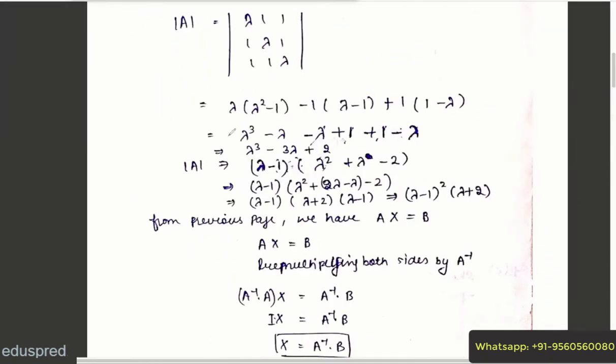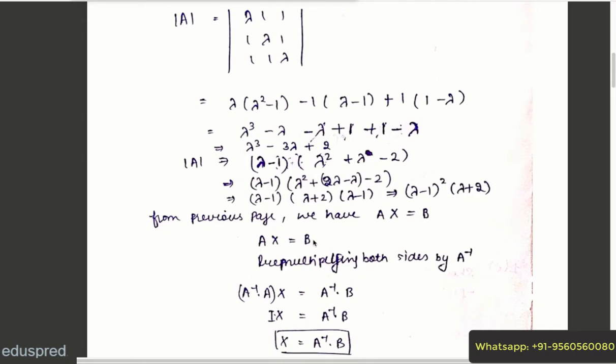Let's first find the determinant of A, that is lambda 1 1, 1 lambda 1, 1 1 lambda. Opening along the first row, I get lambda multiplied by lambda square minus 1, minus 1 multiplied by lambda minus 1, plus 1 multiplied by 1 minus lambda. Simplifying this, you will get that determinant of A is equal to lambda cube minus 3 lambda plus 2. And finding the roots of it, this is equal to lambda minus 1 whole square multiplied by lambda plus 2.